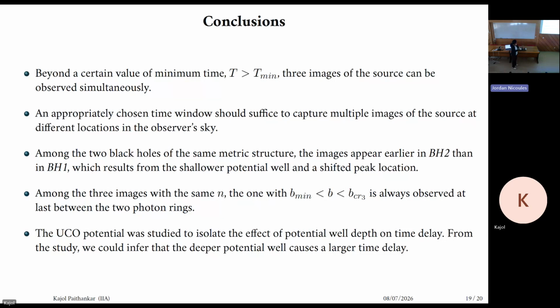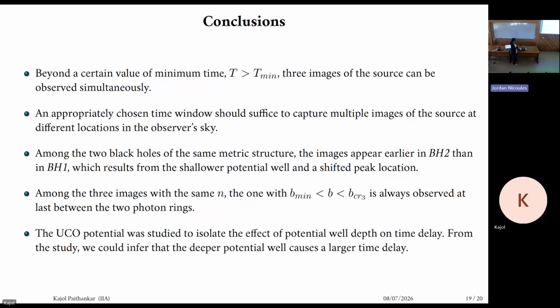Then there are these images which appear between the two photon rings, and they will always appear last, irrespective of whether I'm studying black holes or compact objects. This is something that we are still trying to understand, because in simple terms, the closer the photon goes to the black hole, the larger the distance it covers, and so it is supposed to take longer, which happens in the case of Schwarzschild.